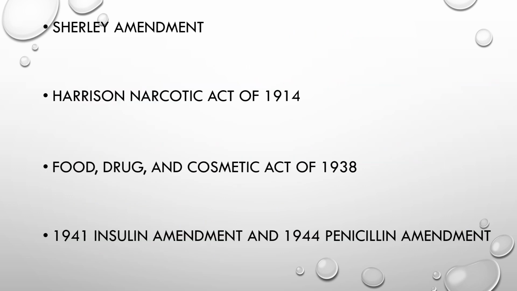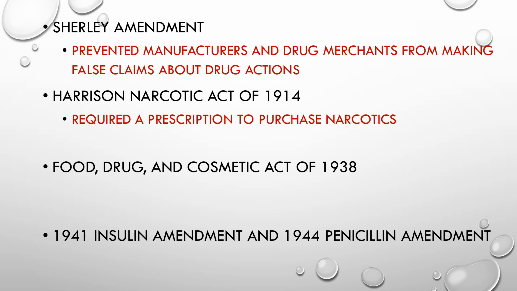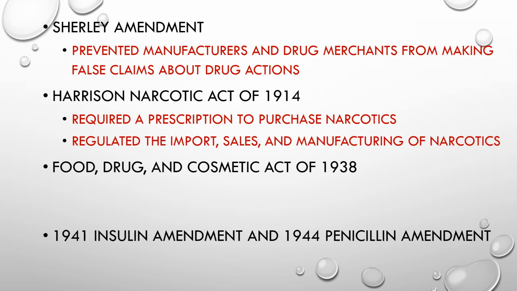Then the Shirley Amendment came about after that and prevented manufacturers and drug merchants from making false claims. Again, before this, they could say that this is for headaches, or this is for heartburn, or preventing cancer, and they didn't have to have any scientific evidence that that was the case. So any kind of claim was okay until then. Then the Harrison Narcotics Act, this was in the early 1900s. This required a prescription for all purchase of narcotics. So think about opiates and that type of thing. It also regulated the import, the sales, and the manufacturing of narcotics.